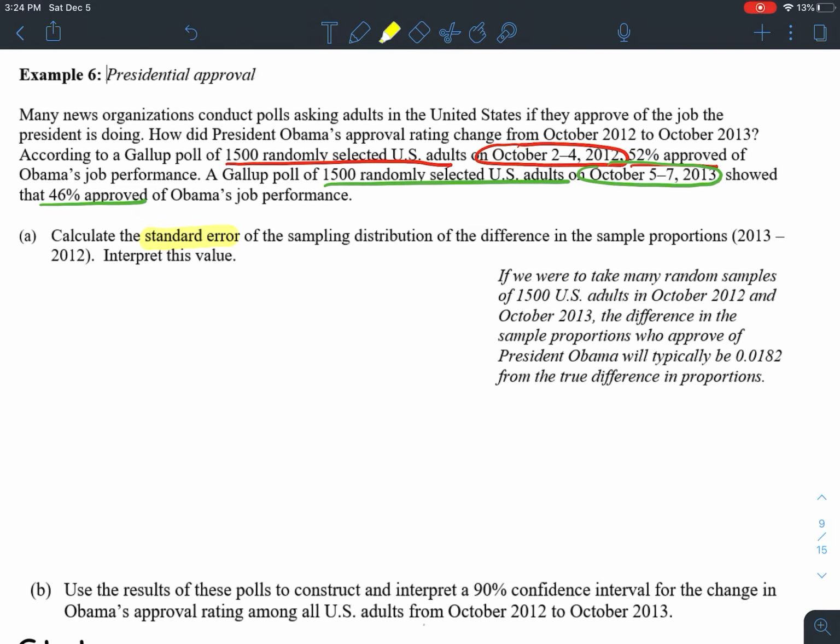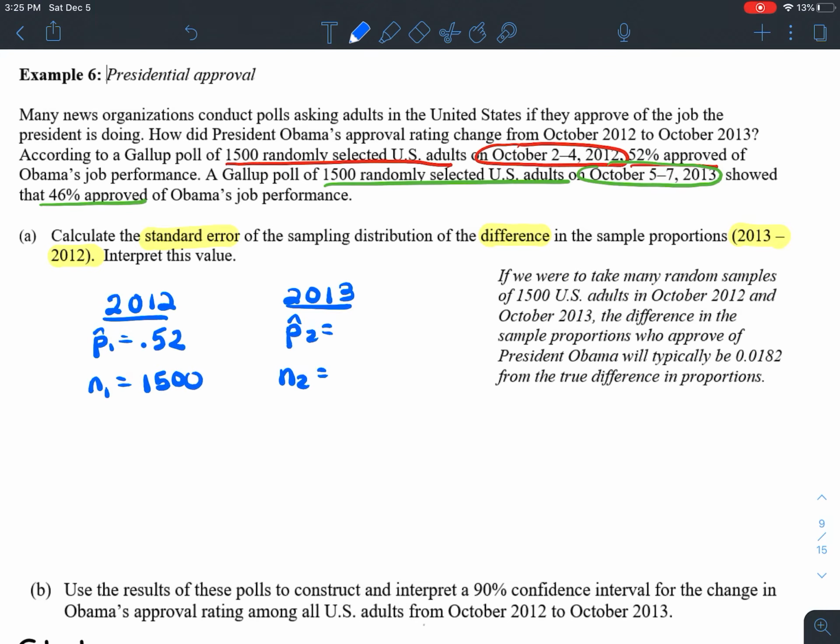For Part A, we are asked to calculate the standard error of the sampling distribution, again, for the difference in these sample proportions from 2013 minus 2012. Okay, take note of the order that they're asking us to subtract this in. So I'm going to organize my work much like we did with the teens and the adults on the previous problem here. I'm going to record what those approval sample proportions were and what the sample sizes for each were. We're at 52% in 2012. We're at 46% in 2013. Sample sizes were both the same.